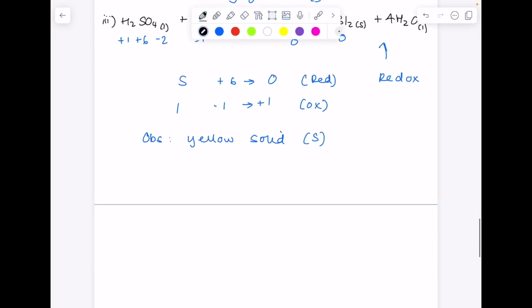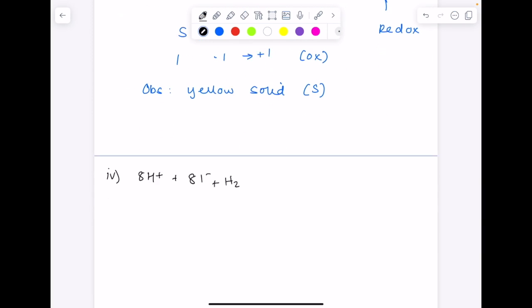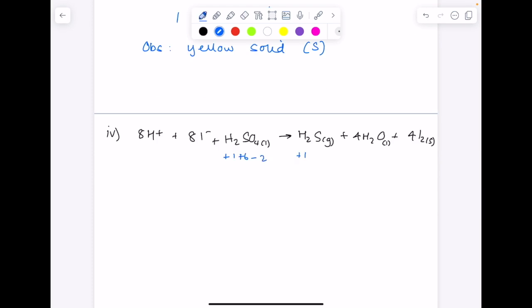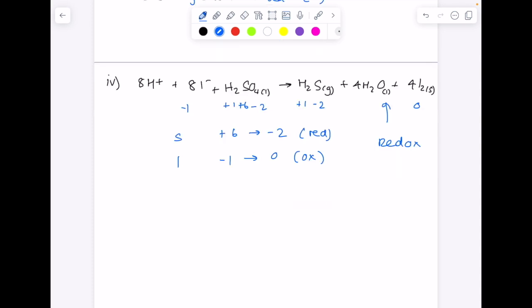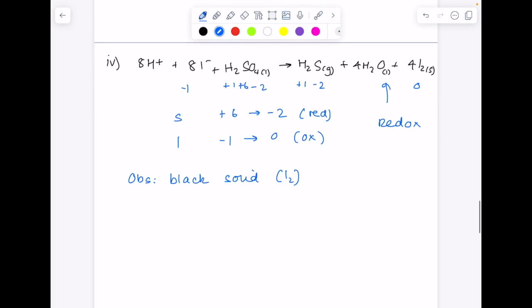I promise we're nearly there. What about equation 4? So our sulfur has been reduced, its oxidation has fallen from +6 to -2. The iodine has gone from -1 to 0, so that's oxidation, so another redox reaction. In terms of observations, we get a black solid, which is I2. We also get an eggy smell from this stinky hydrogen sulfide gas.